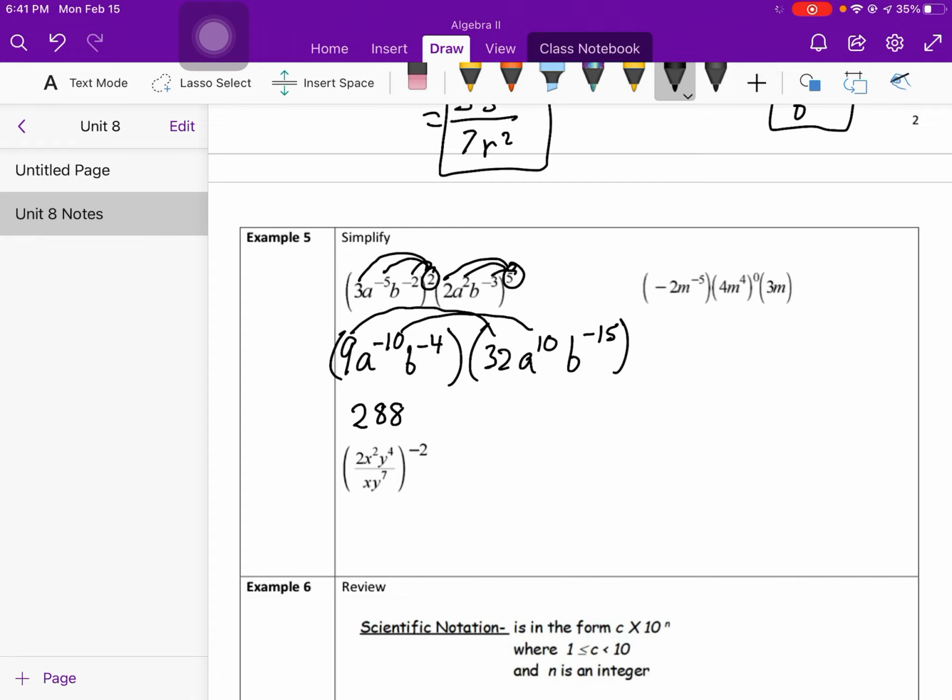Negative 10 and 10, remember they're going to add since we're multiplying, so we get a to the 0, which is a nice number. And then we have negative 4 and negative 15. That's going to give us b to the negative 19. So now we don't want any negatives in our final answer. So this 288 is going to stay positive, and it's going to stay up top. That a to the 0 just becomes a 1, so basically it just goes away. And then b to the negative 19th goes to the bottom, and then becomes a positive.